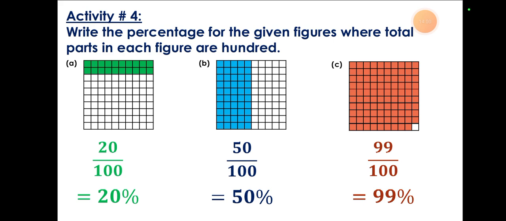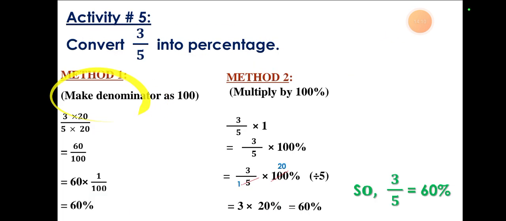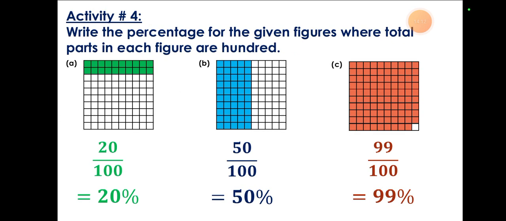Then I have to write a percentage for the given figures, where the total parts of each figure are 100. Here I have 100 parts and 20 of them are shaded. That means 20 over 100 for the shaded part, so that means 20%. Then I have a figure with 100 parts where half is shaded, that means 50 over 100, which means 50%. Then the scenario I told you, 100 parts and 99 of them are shaded. That means 99 over 100, which means 99%.